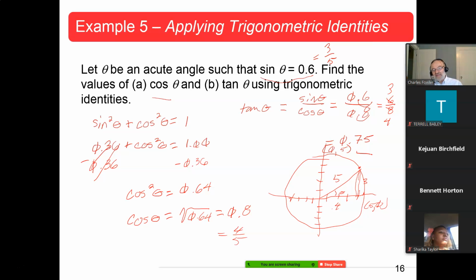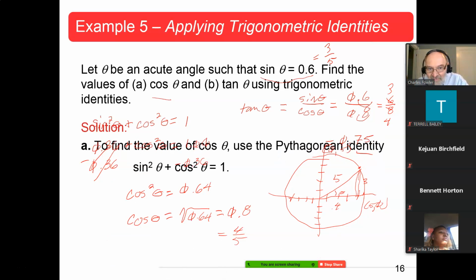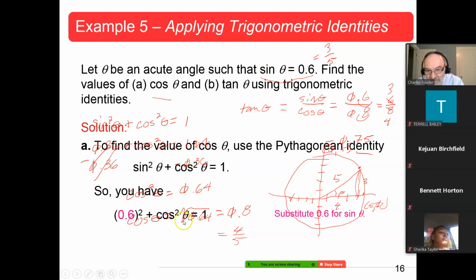To me, that's a little easier than doing the Pythagorean identity. However, since they just showed you that one, they wanted you to have the experience of doing it. So let's see how they did it. To find the value of cosine, use the Pythagorean identity. Sine squared theta plus cosine squared theta is equal to 1, exactly like we did. Okay? And we have that 0.6 squared, that was your sine squared, plus cosine squared is equal to 1, just like we did there. It's hard to read now, but it's there.